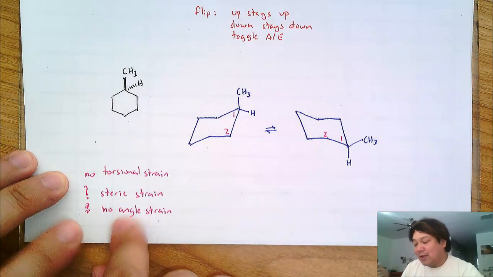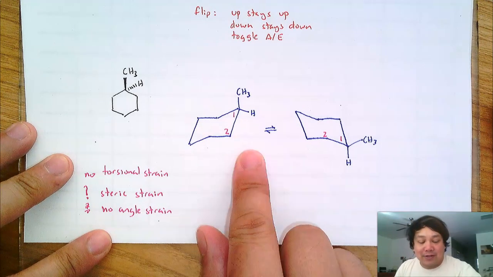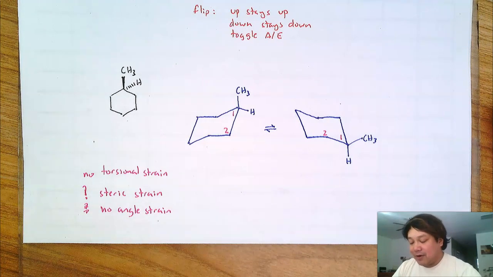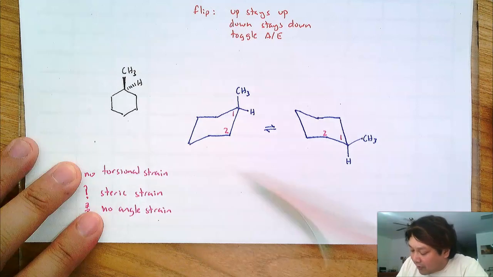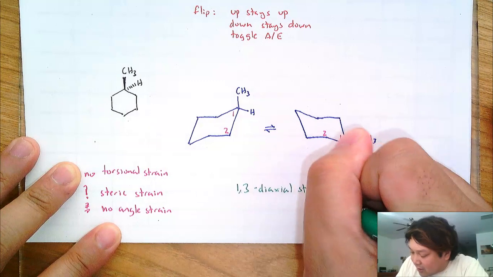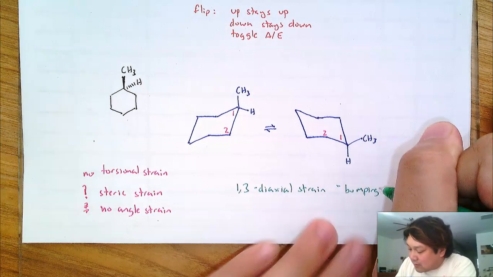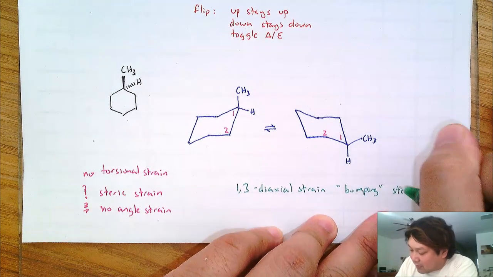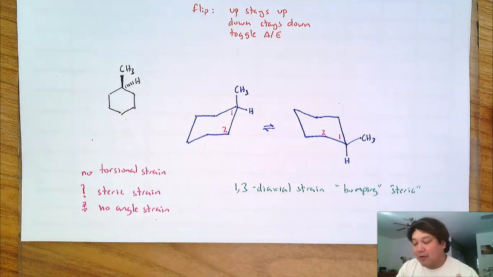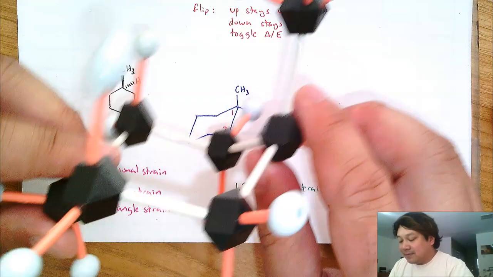Okay. I put a question mark here because I know there's actually steric strain, and it may be a little bit hard to see where that steric strain is. Okay. Let me show you. It's kind of a unique type of steric strain. It's called 1,3 diaxial strain, and it is a bumping strain. Steric strain. Okay. I don't see anything bumping in my drawing. Well, the bumping is this.